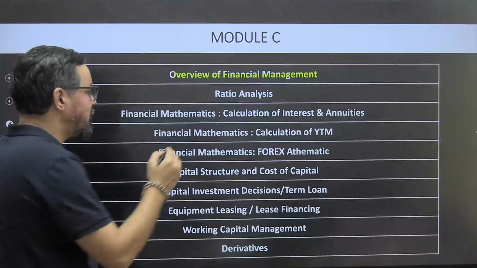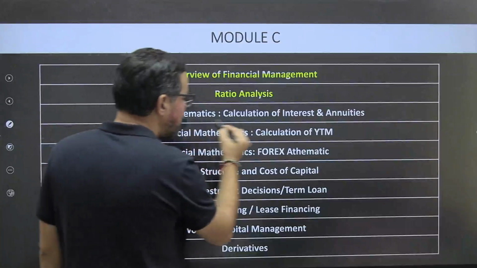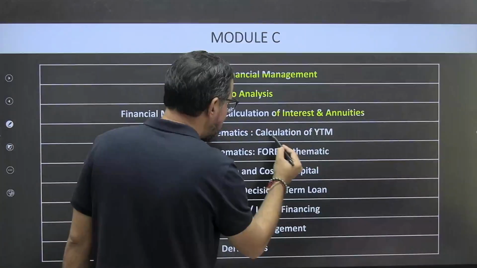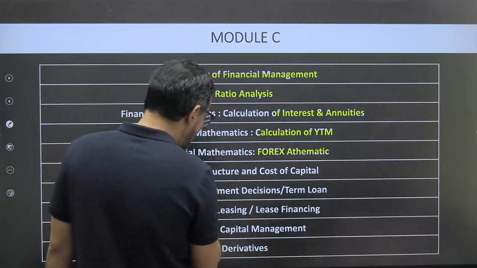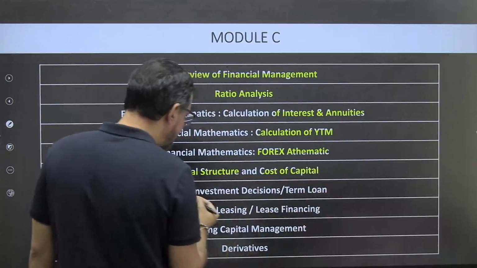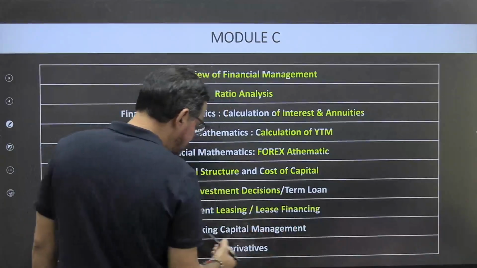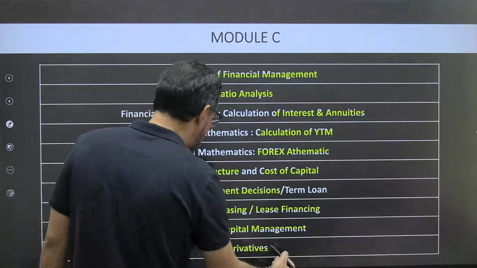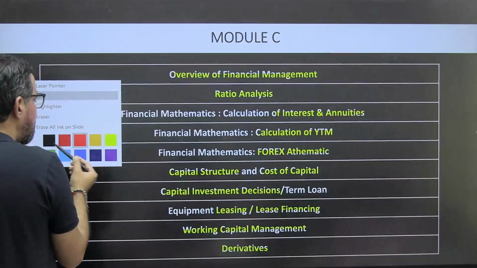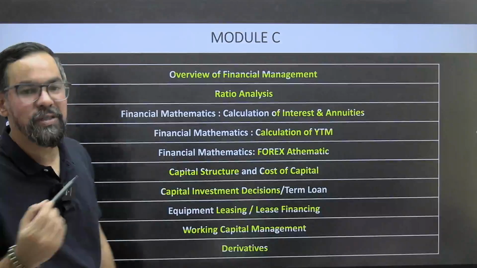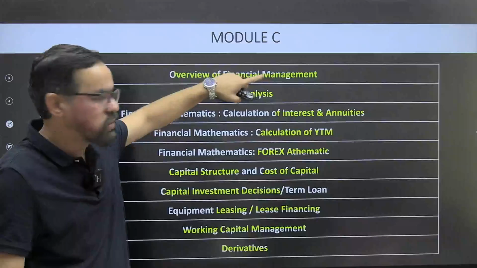The second one is ratio analysis, then we have financial mathematics, interest and annuities, then bond and YTM, forex market, capital structure and cost of capital, capital investment decisions, lease finance, working capital and derivatives. When it comes to the weightage or the type of questions you are going to face, there will be one or two half-mark questions based on these units.